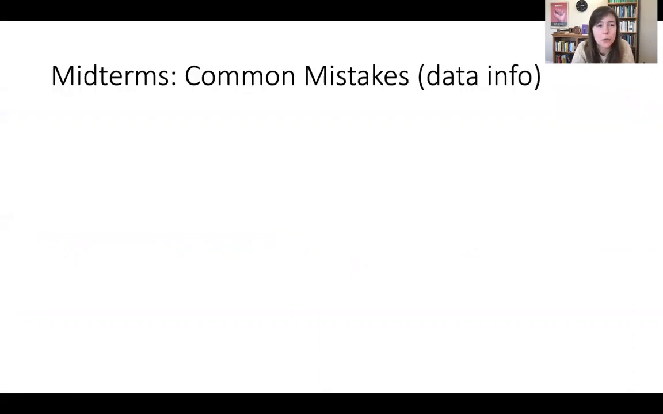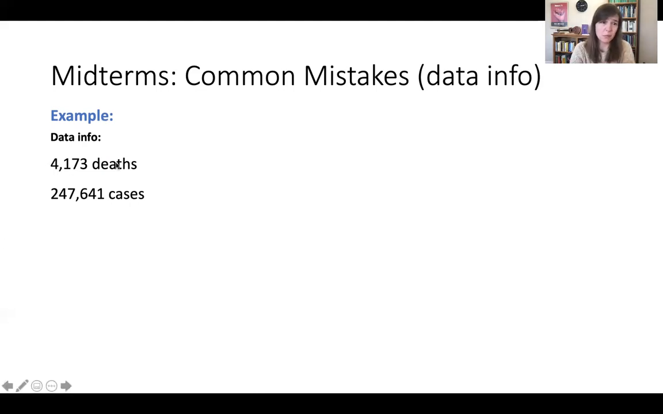Okay, so first, a real common mistake I see is in the explanation of the data. This is in the data info section of the calculations. Let me give you an example of something I actually saw in a previous midterm. Somebody was doing one of their calculations on a COVID topic. The student said, for the data info, there were 4,173 deaths and 247,641 cases.